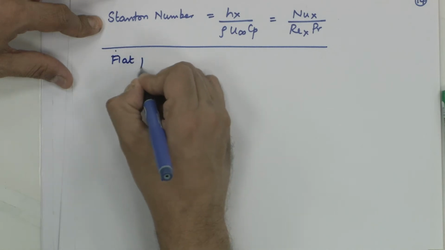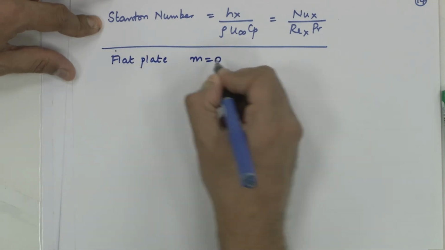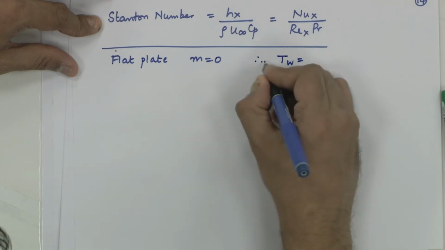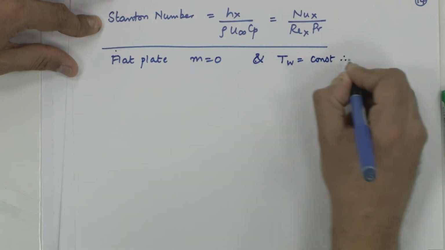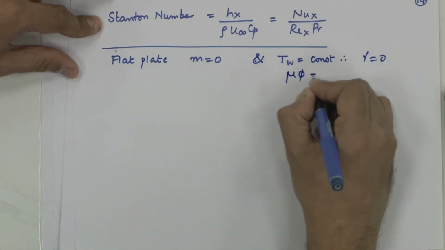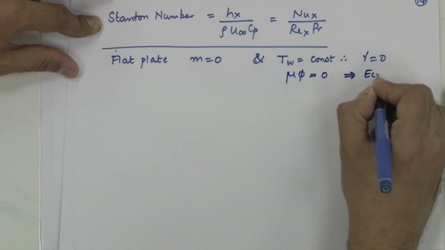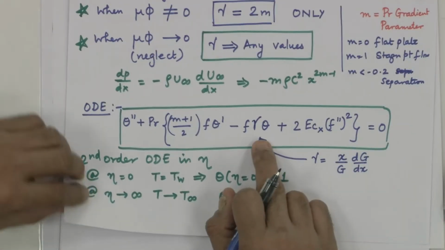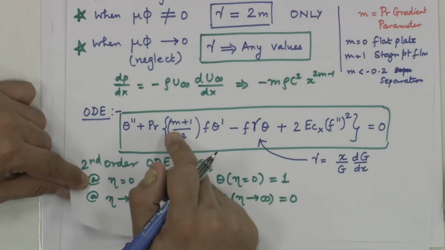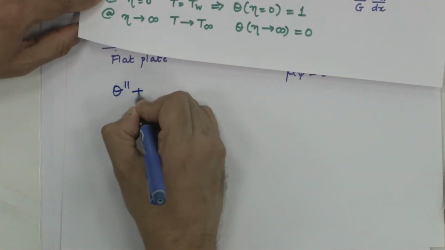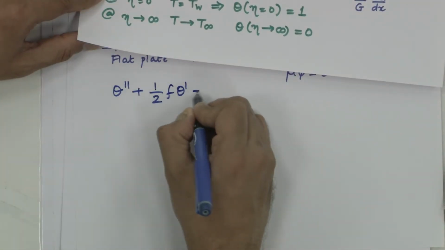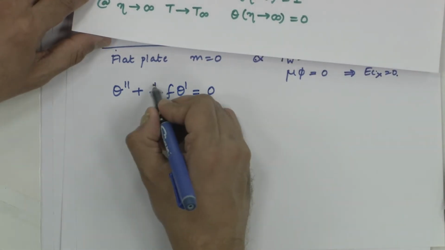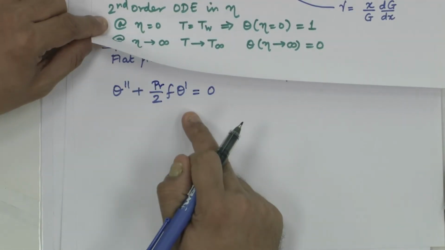So the local quantity, the Nusselt number, we have defined. Now, let us consider the flat plate. We are going to the final case here. For a flat plate, m is equal to 0, therefore T wall is equal to constant. Therefore gamma equal to 0, and viscous dissipation is 0, which means the Eckert number equals 0. What does my governing equation become? When gamma is 0, Eckert number is 0, and flat plate m is equal to 0, I get theta double prime plus half f theta prime equal to 0, or Pr by 2 f theta prime equal to 0.